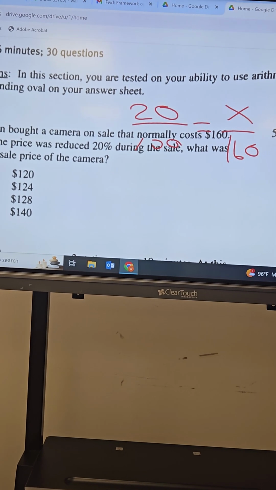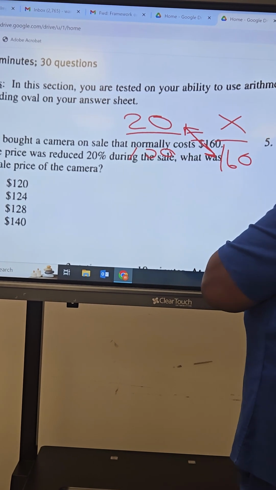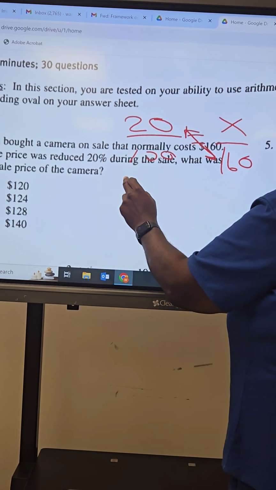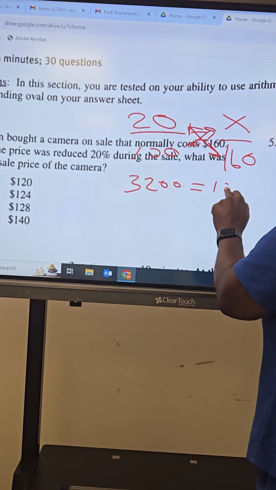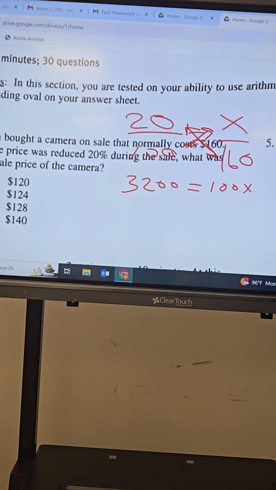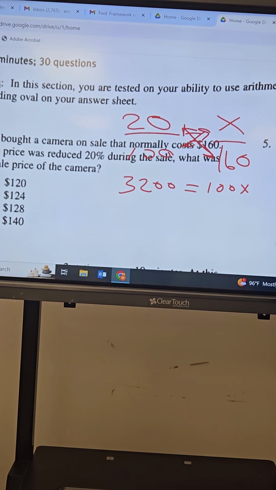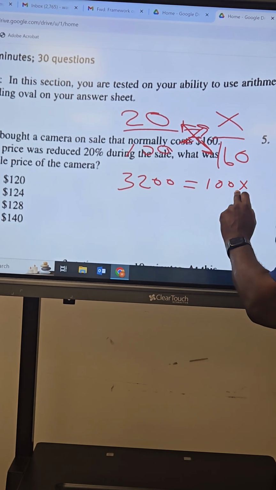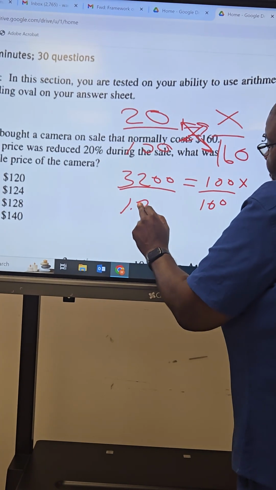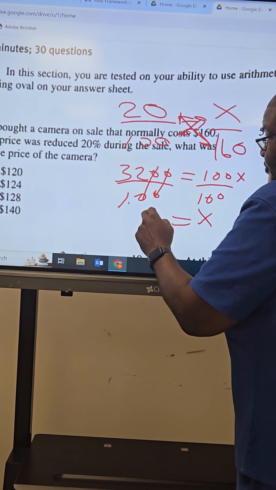Sale price. Right? So what are we going to do now, since we're dealing with fractions? Cross multiply. So 20 times 160 is what? 3,200. And 100 times x is what? 100x. We're solving equations now. I want to get x by itself. So what do I do to get x by itself? I'm going to divide both sides by what? 100. Very well. So, I reduce by 100.